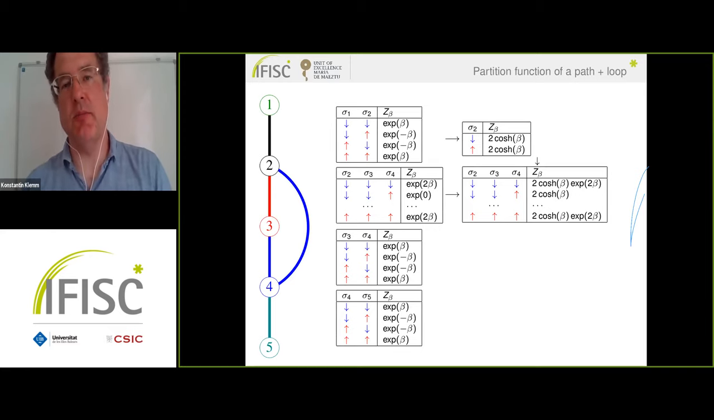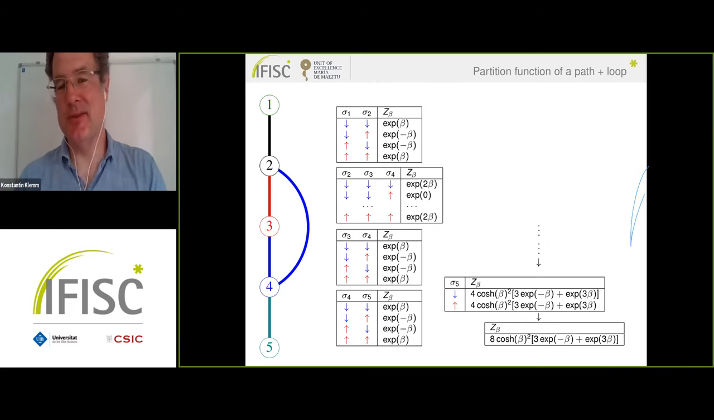Now I can again sum out sigma two, and I'm left with a table that has one more row, because I've already hit something that interacts with node four. But I can still handle it, and the rest of the matter just goes as I had it.